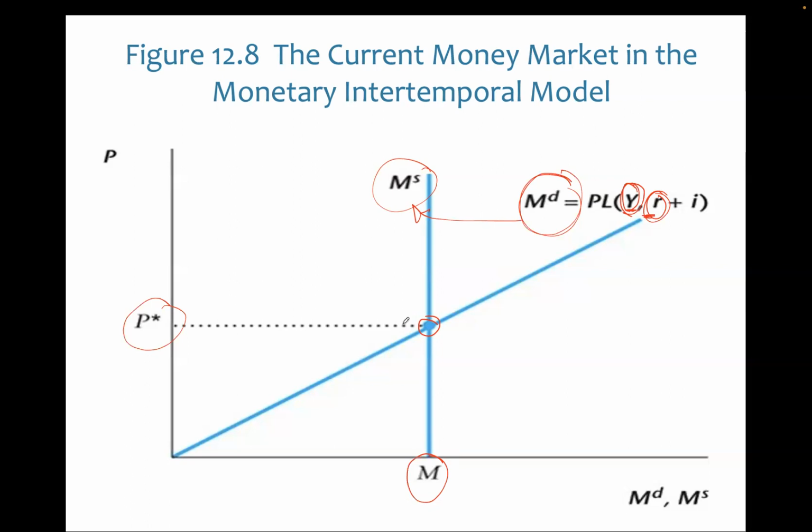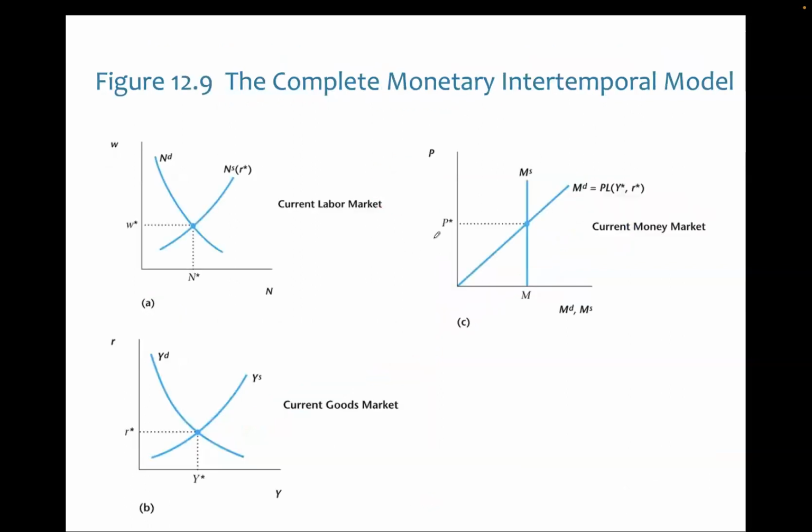But if we combine this with what we discussed earlier, immediately we have a complete picture regarding the determination of the whole macro model. So let's start with the left-hand side in this graph, A and B. So what do we have in A and B? This is what we discussed in previous chapters. We look at the labor market and the goods market.